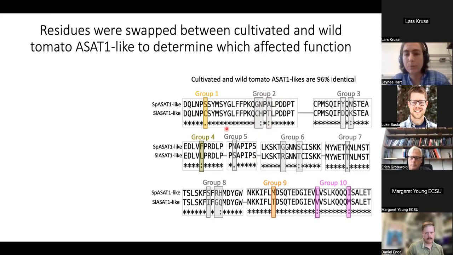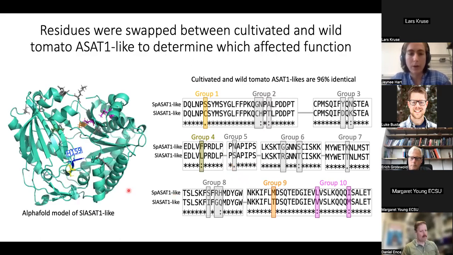And out of those 10 groups of mutations that I studied by this residue swap, 4 of them ended up having a pretty substantial increase in the activity of the cultivated tomato enzyme. And when you overlay those 4 groups of amino acid changes on this model of ASAT1-like structure, you can see that all of those changes model as facing the catalytic channel that I was describing earlier. And you can see that this one in particular, like this group 1 mutation, is right on top of the catalytic histidine. And this makes sense.